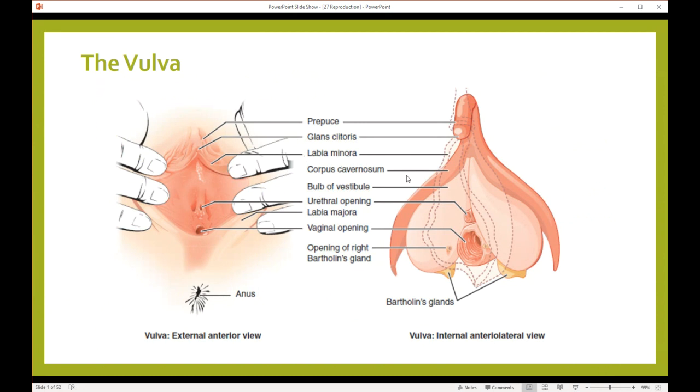We have the corpus cavernosum, also found in males, right? We have what's called the vestibule. We have the urethral opening here. We have the labium majora, sorry, pulled away here. And there's the vaginal opening. Okay. We also have the Bartholin's glands here. Okay.